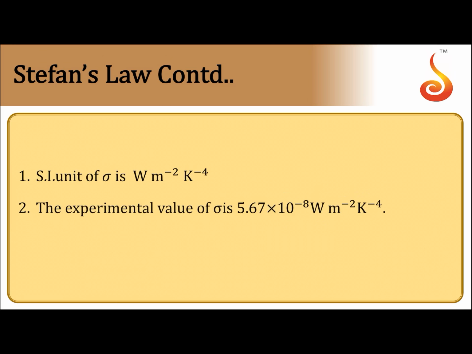The SI unit of sigma is watt per meter square per Kelvin to the power 4, and the value of sigma is 5.67 into 10 to the power minus 8 watt per meter square Kelvin to the power 4.